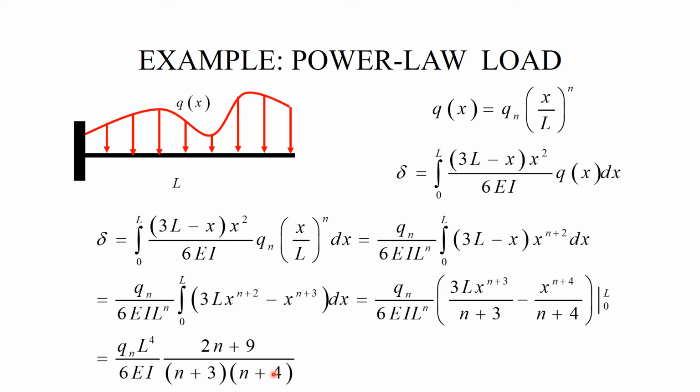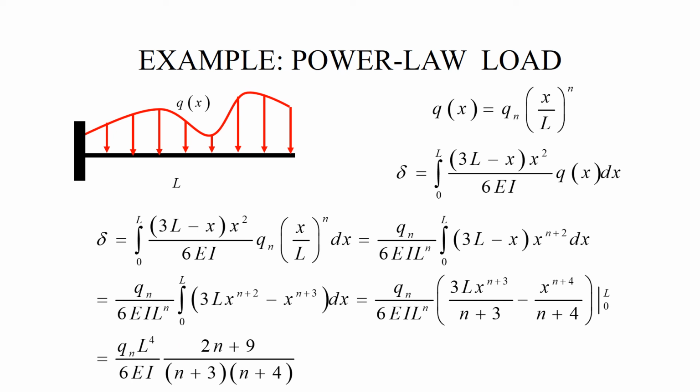And we can also check that the previous case, n equal to 0, gives me 9 divided by 12, which is 3/4. 3/4 divided by 6 gives me 1 over 8, which was the result from the previous slide.